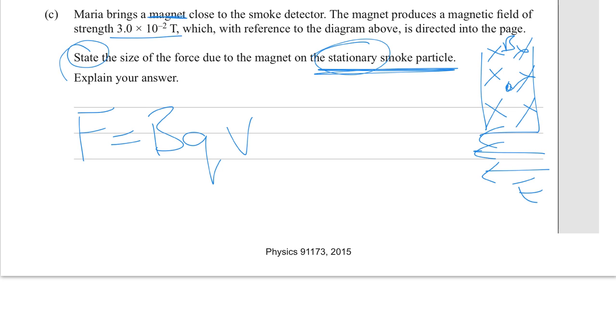State is also a clue, there's no calculation. It's going to be zero. And explaining your answer, because velocity is zero. Zero times anything else equals zero. It has to be moving through the field for there to be a force.